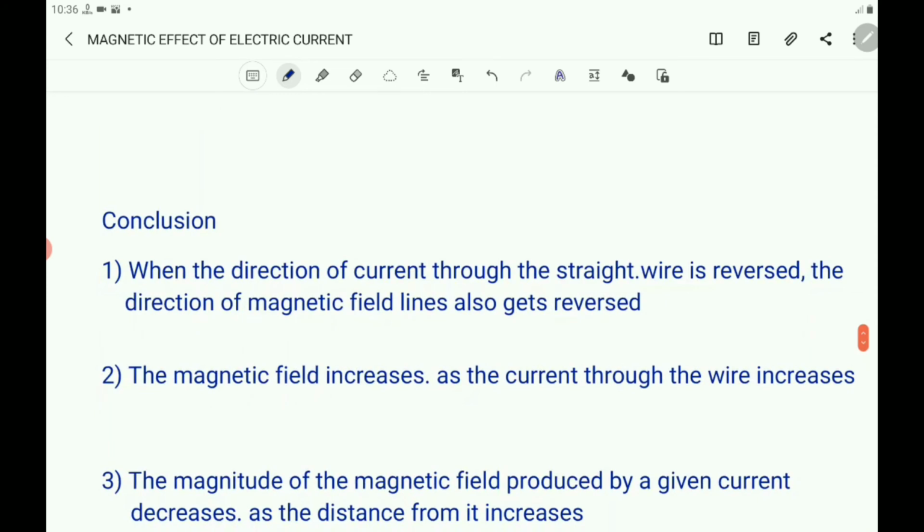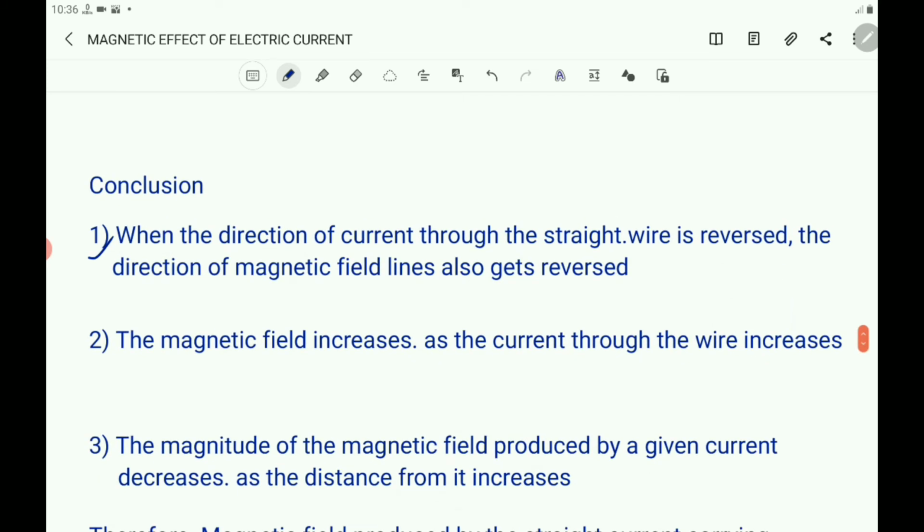So the conclusion made from the observations is here. First one, when the direction of current through the straight wire is reversed, the direction of the magnetic field lines also gets reversed.